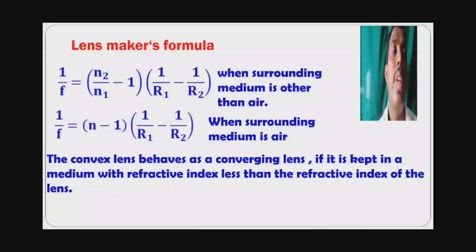Here the convex lens is kept in a medium. The refractive index of the medium is less than the refractive index of the lens. That means n2 is less than n1. When n2 is less than n1, then f is positive. That's why it behaves like a converging lens.